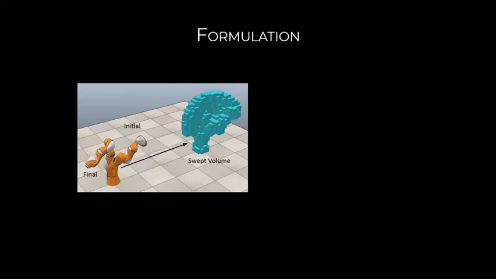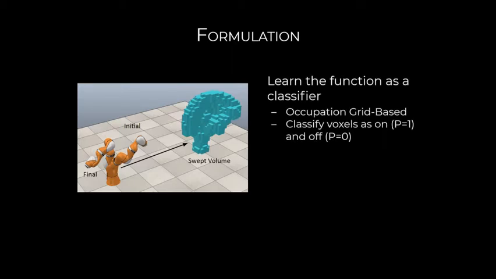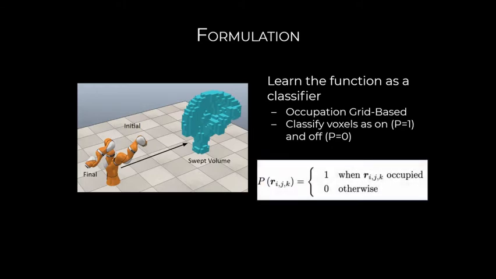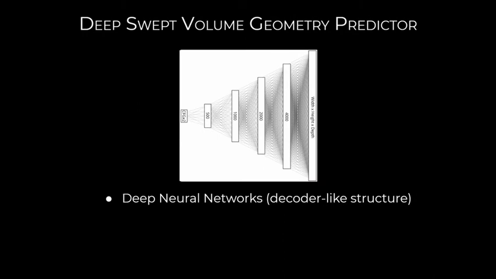To do this, we first define a grid, where each position in the grid is uniquely identifiable by its location along the three-dimensional axes. The network must then learn the properties of these grids and classify each location as occupied or unoccupied given the configurations of the robot. We believe that this is possible since neural networks are known to be good classifiers. Next, I will show you the structure of the network.